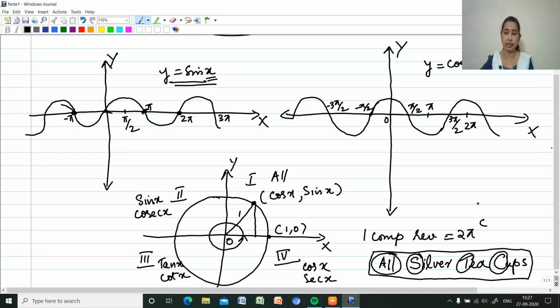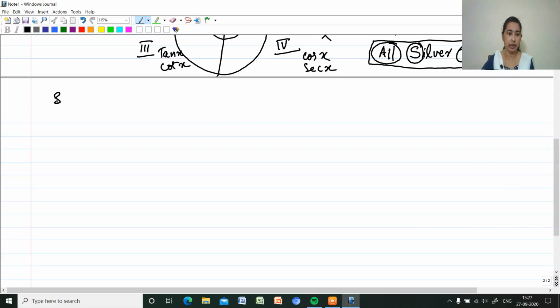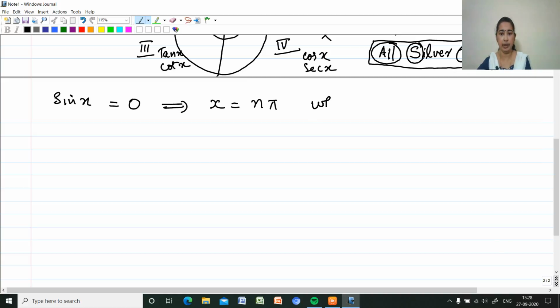So sin x is equal to 0 implies x is equal to n pi, where n is any integer. For all multiples of pi, the value of sin x will be 0.